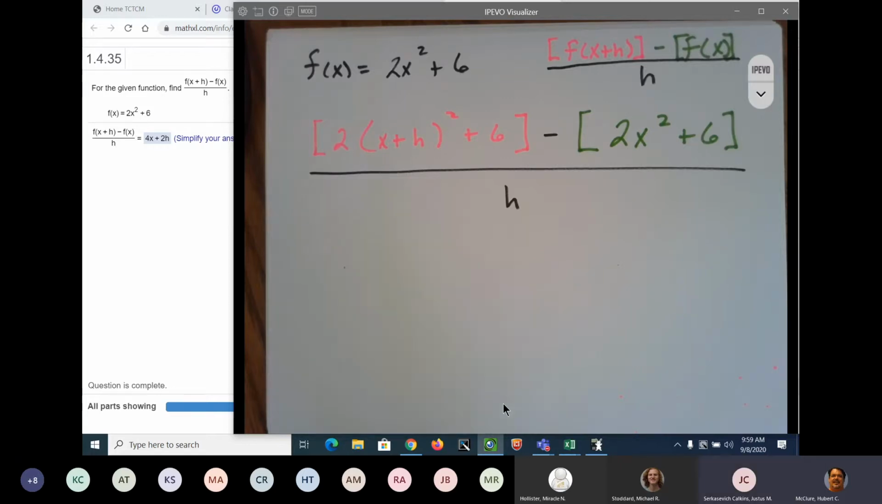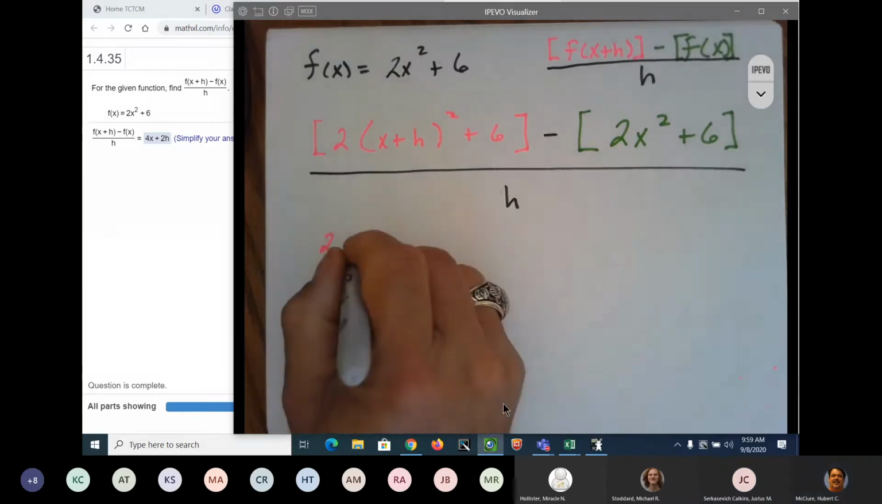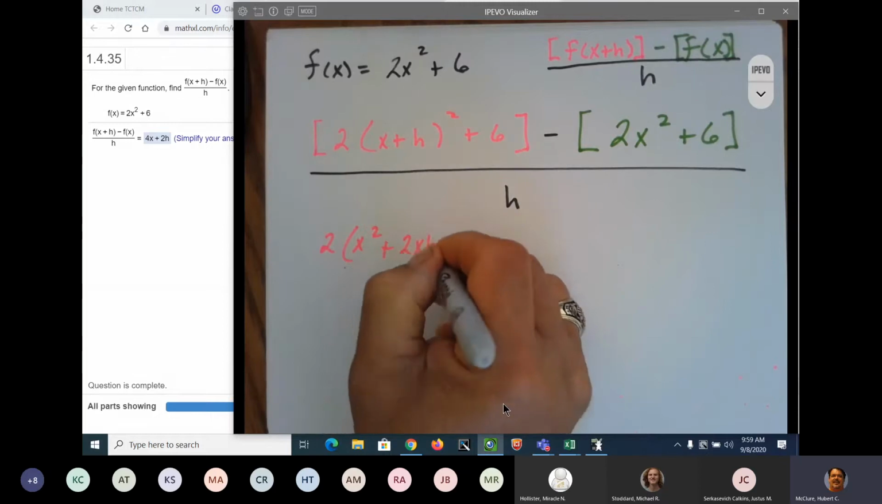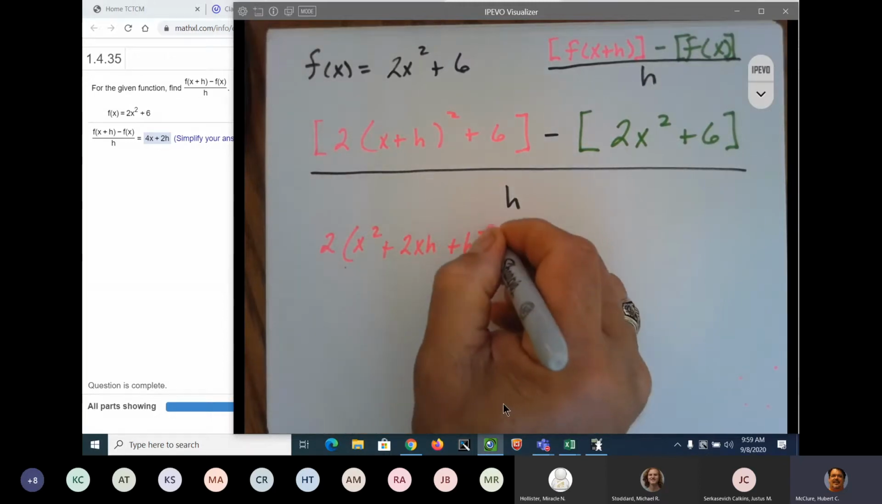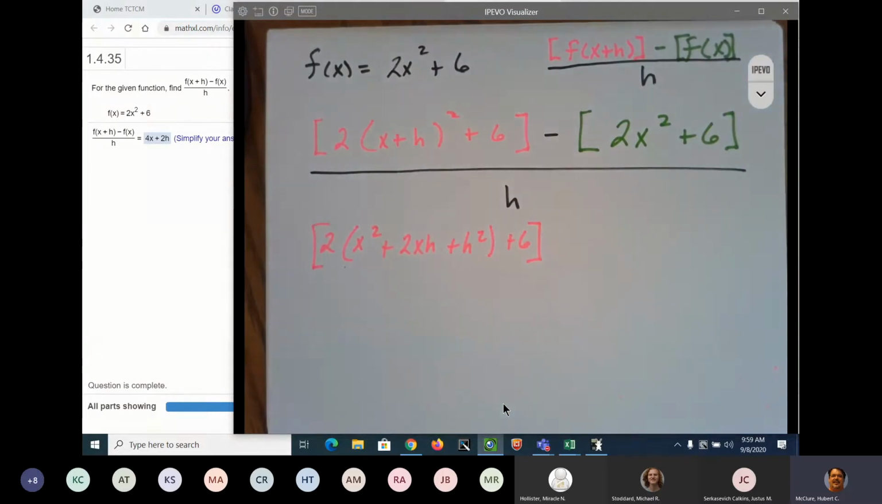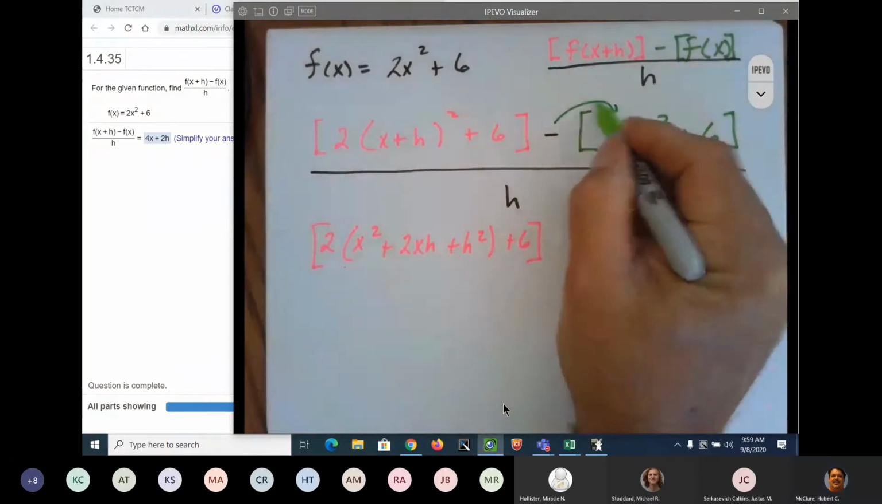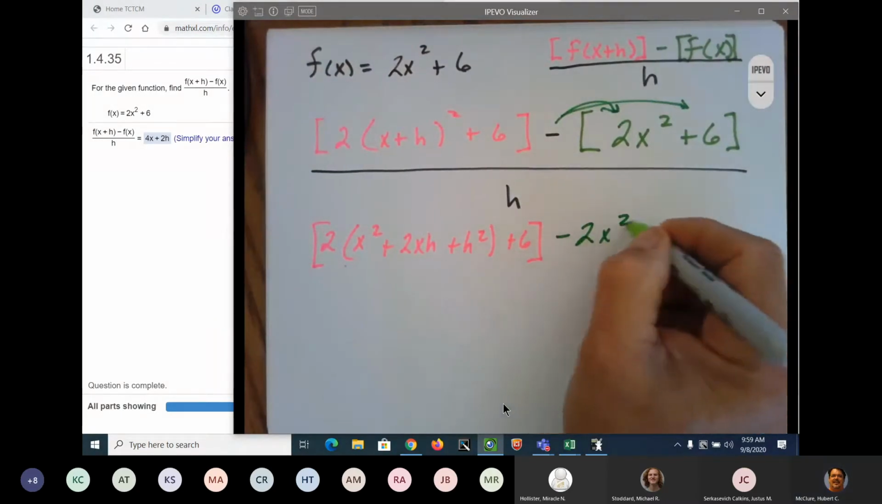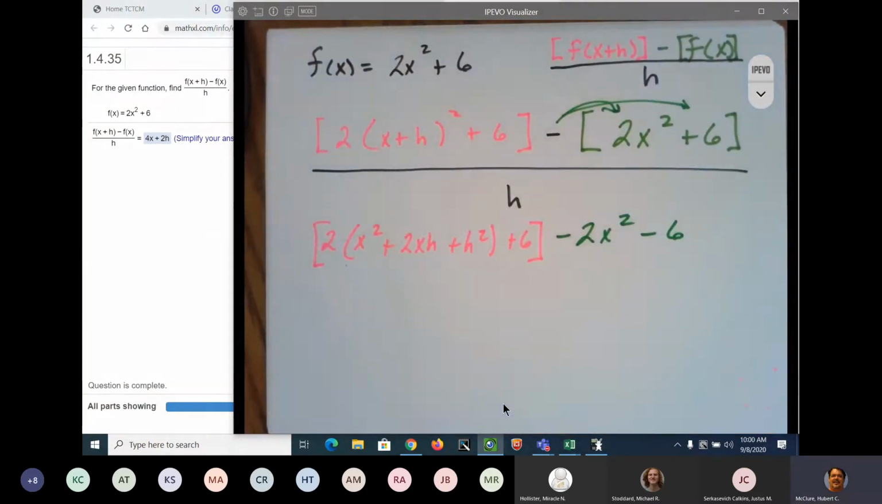All right, so let's go with 2x squared plus 2xh plus h squared plus 6. I'm going to skip a step here, and I'm going to go ahead and distribute that negative. Trying to save a little bit of room. All over h.